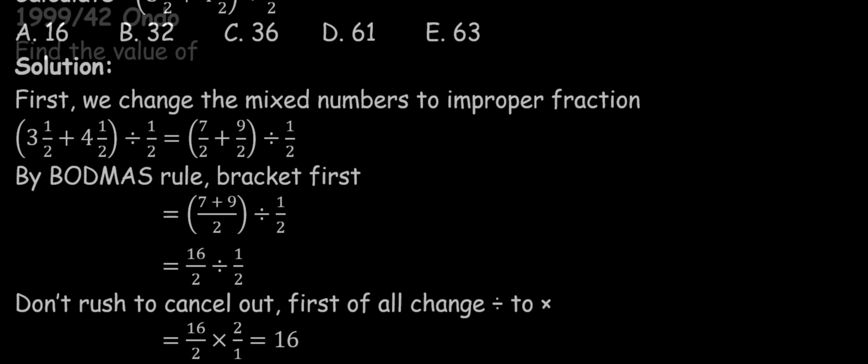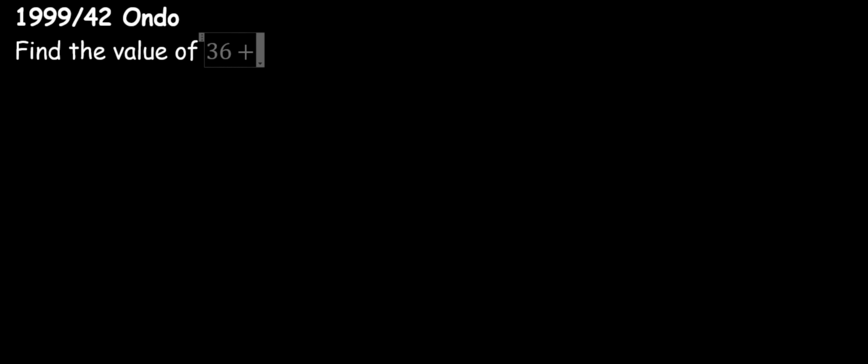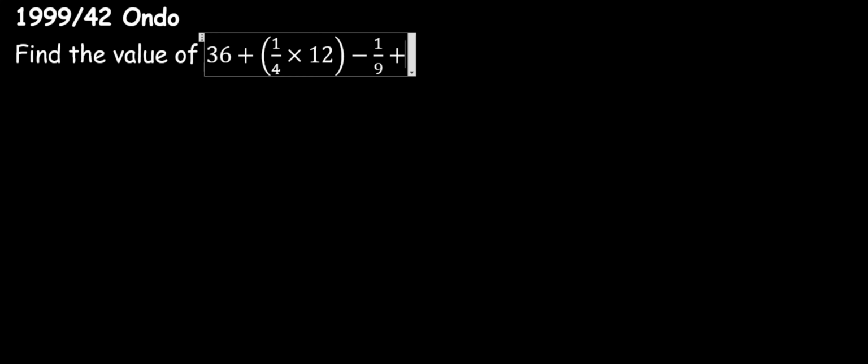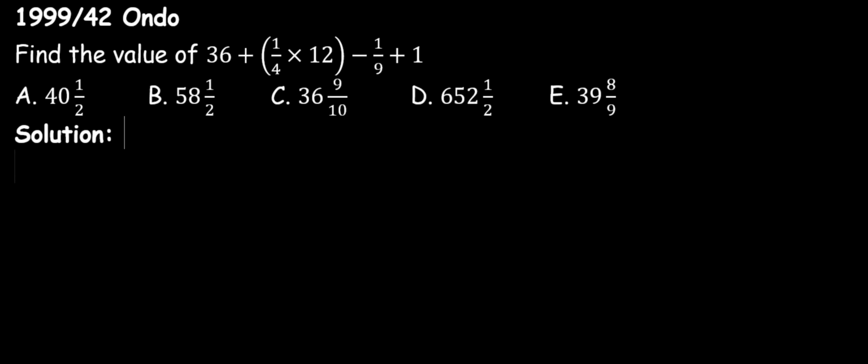Another example. Find the value of 36 plus, bracket open, 1 over 4 times 12, bracket close, minus 1 over 9 plus 1. The options are given. Solution. By BODMAS rule, bracket first.